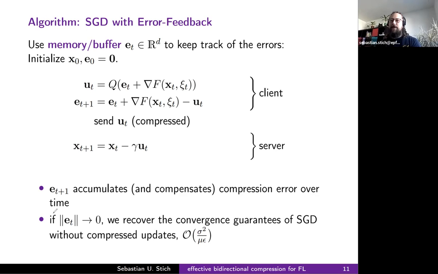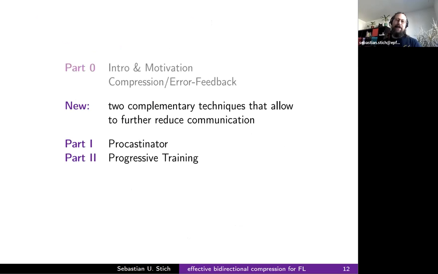And for many schemes, we can prove that if this error goes to 0, then we can recover the convergence guarantees for SGD. So this was maybe a bit dense if you have never seen it before, but I think many of you are familiar with that. So this finishes the intro and this recap of compression and error feedback. So are there any questions at the moment? Yeah, maybe not, or otherwise interrupt me later.